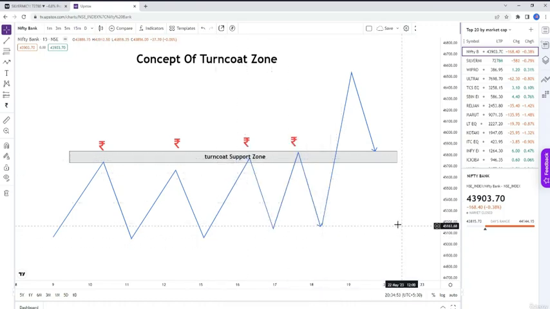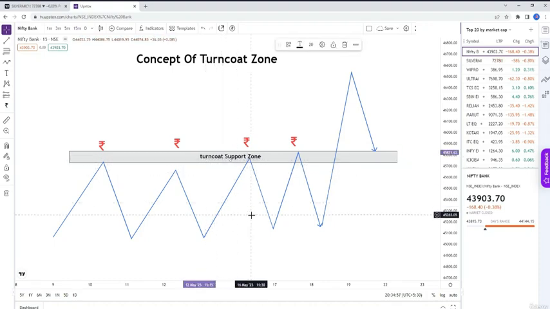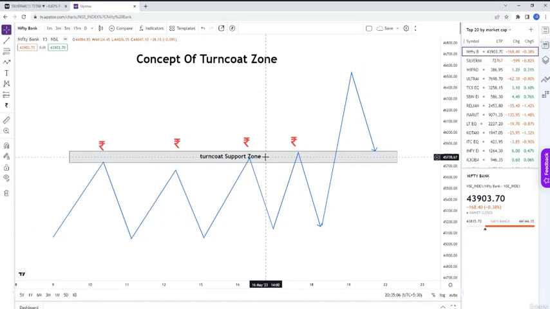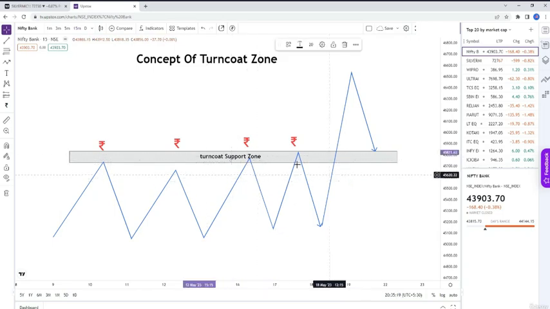What I write in my charts, if you notice, if you join my Telegram group, where I share my charts, you will see turncoat. Only this word I use because I know if it's broken, right? Earlier it was a supply or resistance area. When it's broken, now it's going to be a demand or support zone. So this is called turncoat zone, right? Turncoat support zone.